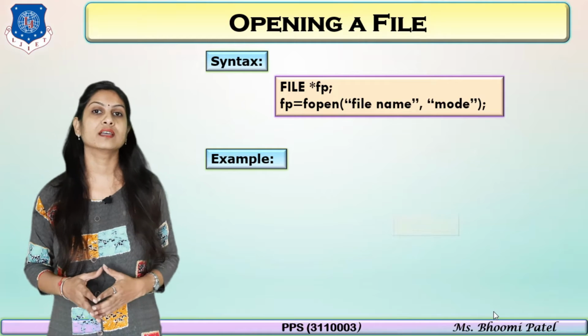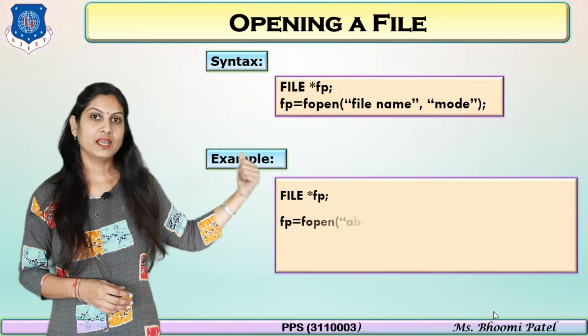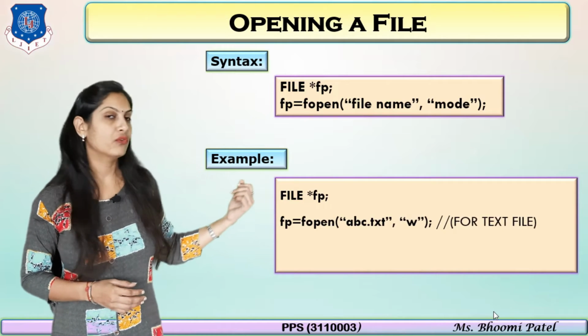So just see here the example. First declare the file pointer, FILE star fp, and then fp equals fopen.